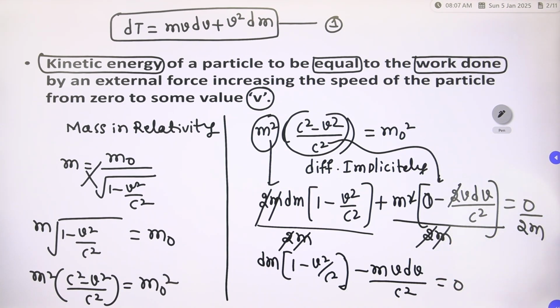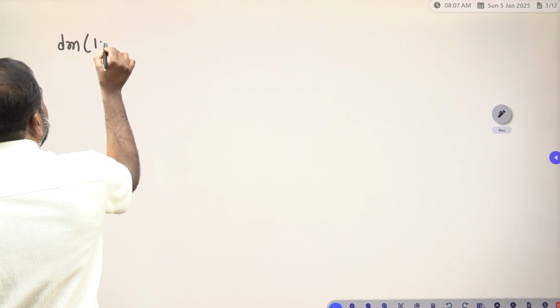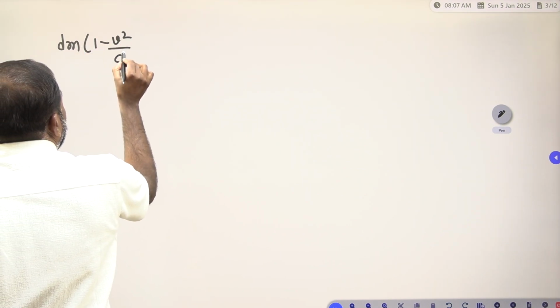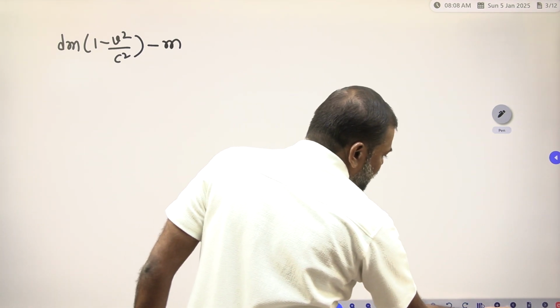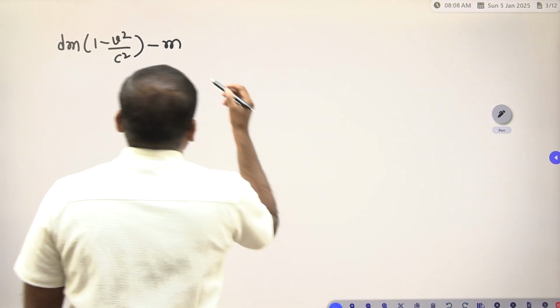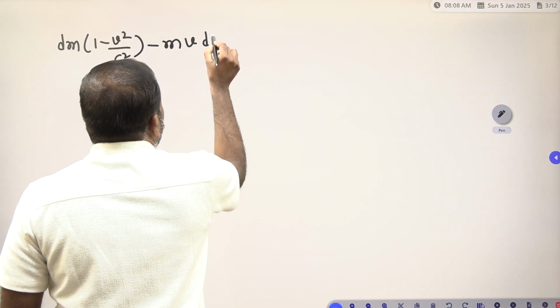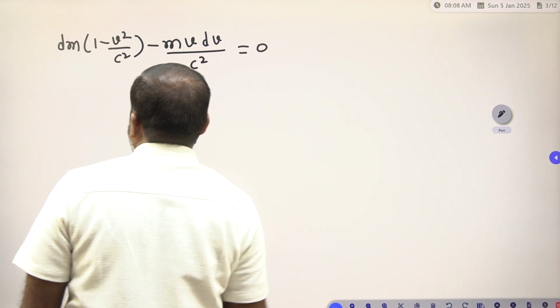Now you have to rearrange this expression. How do we rearrange it? dm into (1 minus v square by c square) minus m into v into dv divided by c square is equal to 0.